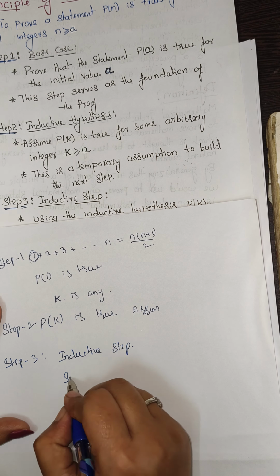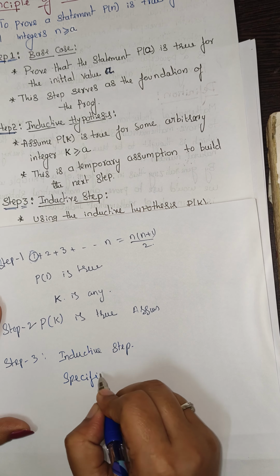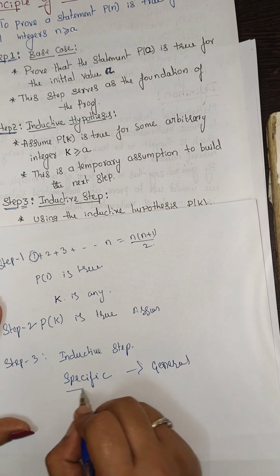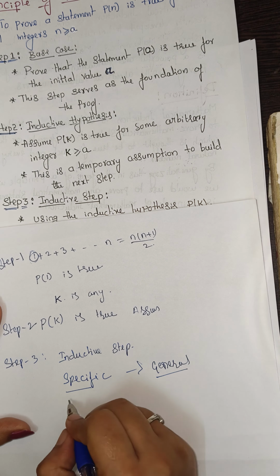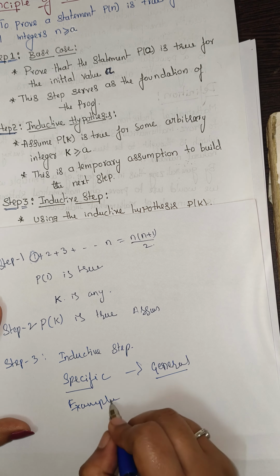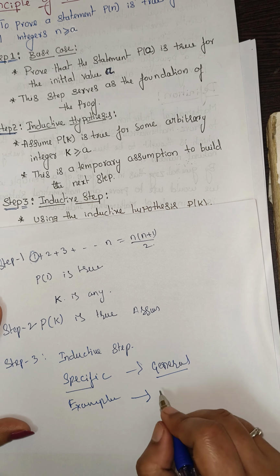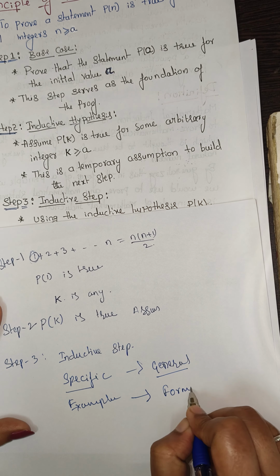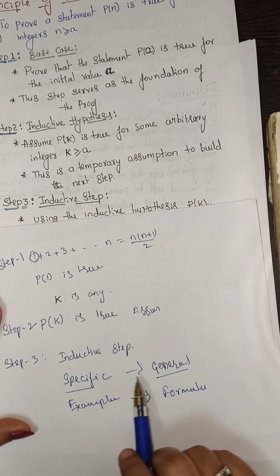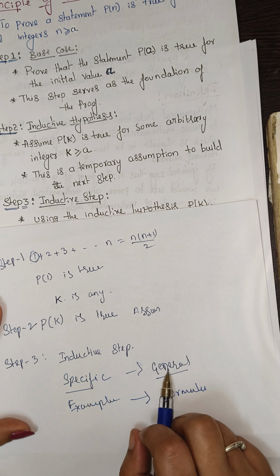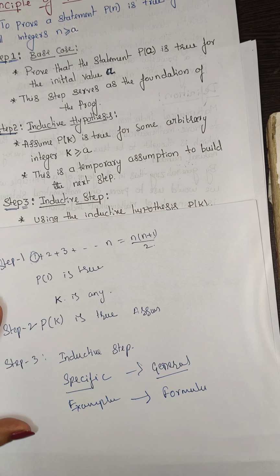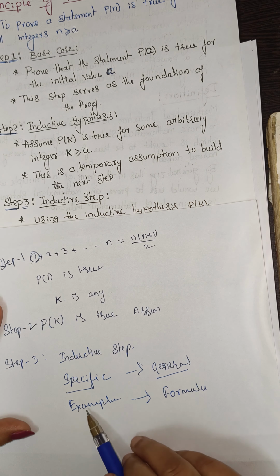Inductive means specific to general. You have to go from specific to general. Specific to general means, for example, you are observing so many examples, and we will conclude the formula. Inductive and deductive: deductive is the reverse. It is general to specific, meaning we use a formula to solve the example. That is called deductive. Here inductive means specific to general, example to formula.